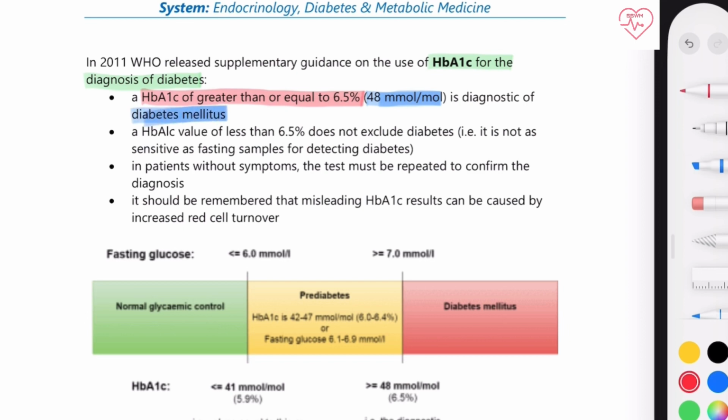What I am telling you is, in diabetes mellitus, the HbA1c count should be greater than or equal to 6.5%, that is 48 millimole per mole.